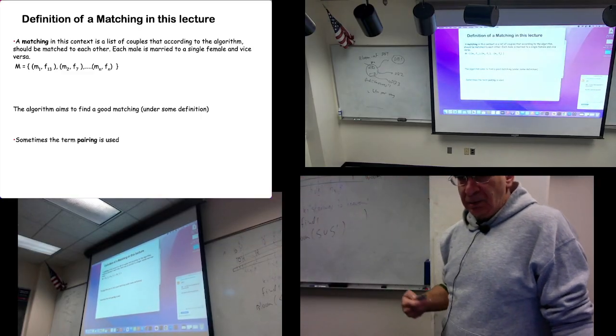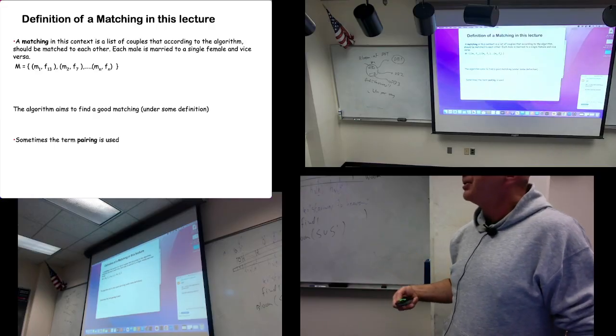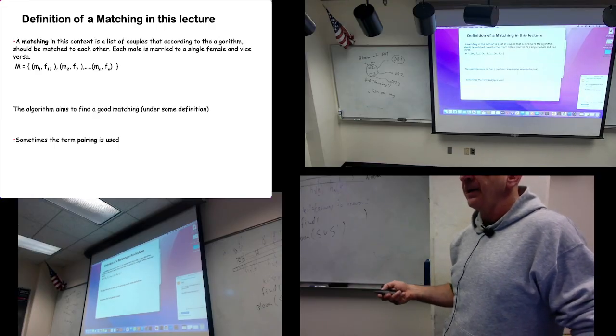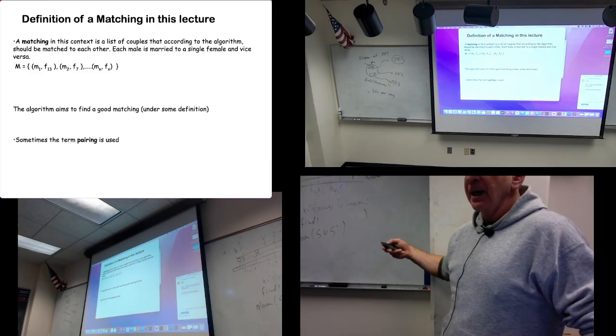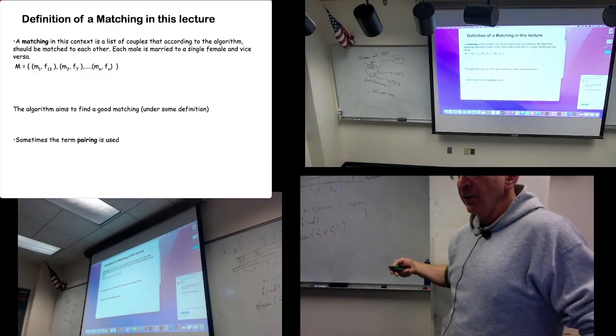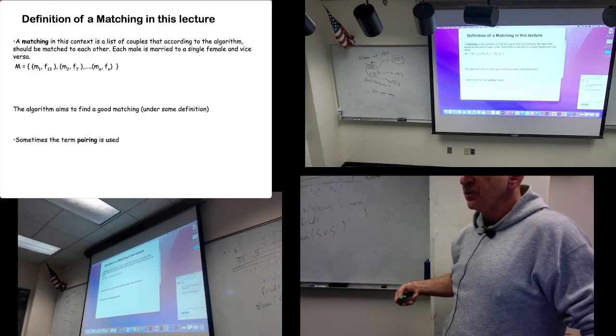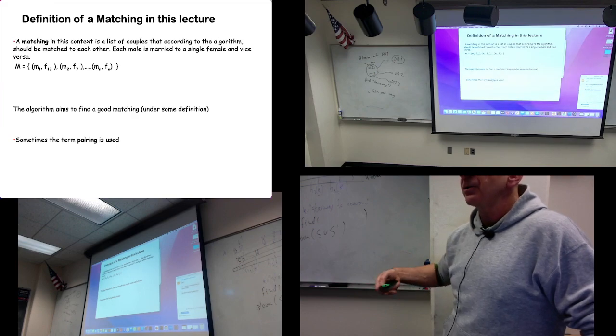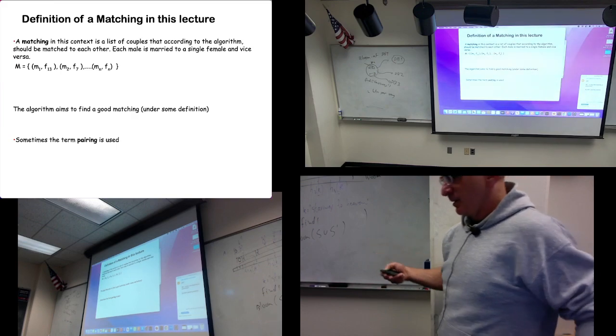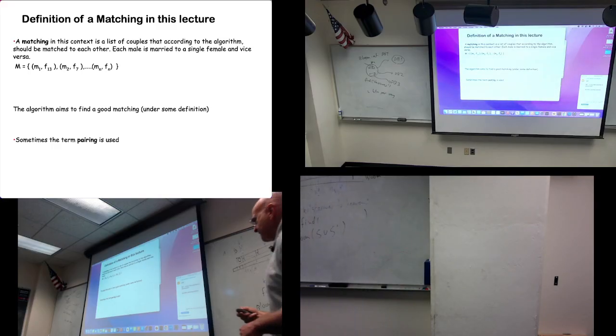Okay, so that is the definition of a matching. And when I ask you in the final, find for me a matching that does something, it means a ranking of everybody. Or I'll ask you, give me a preference list that results in a matching, again, a list of pairs, where everybody is matched.